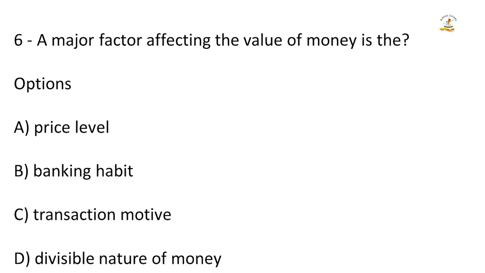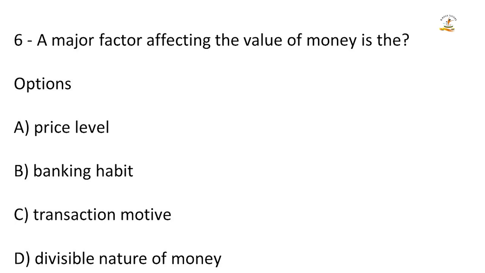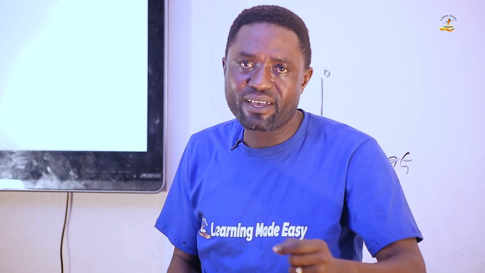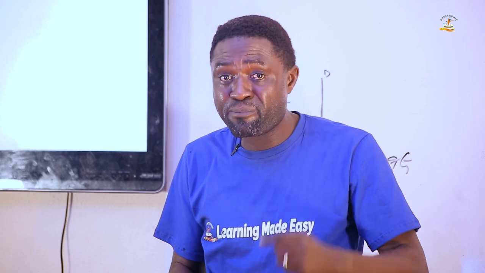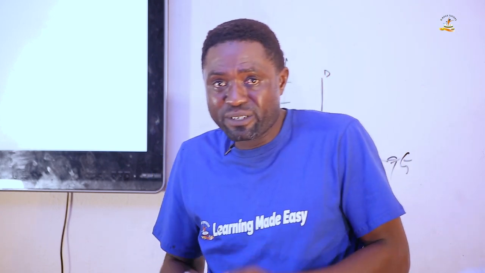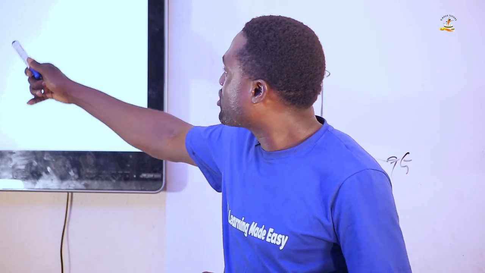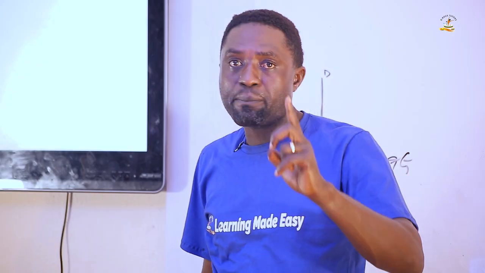Question number 6. A major factor affecting the value of money is the A, price level, B, banking habit, C, transaction motive, D, divisible nature of money. The perfect answer to that is price level. What do they mean by value of money? Value of money simply means what money can buy. And what money can buy can simply be affected by the general price level. The higher the price, the lower the quantity that will be demanded, or the lower the price, the higher the quantity that will be demanded. So a major factor affecting the value of money is the price level.